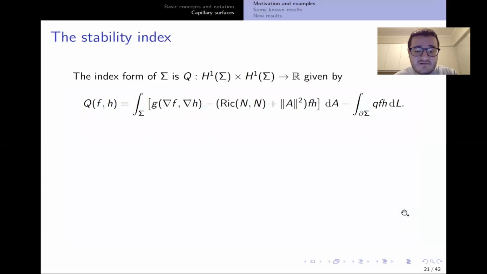So given this second variation of energy, we can introduce the so-called index form of sigma, which is the bilinear form in H1 of sigma, where H1 is the first Sobolev space of sigma. And it's given by this formula here, which resembles the Jacobi operator in the first term, and the second one is the L2 product. This index form is the bilinear form associated to the second variation of energy functional.